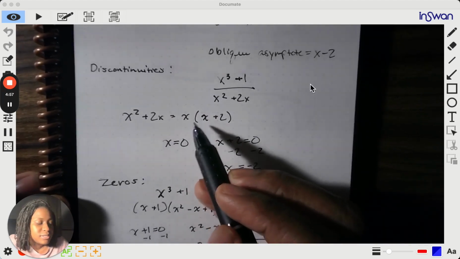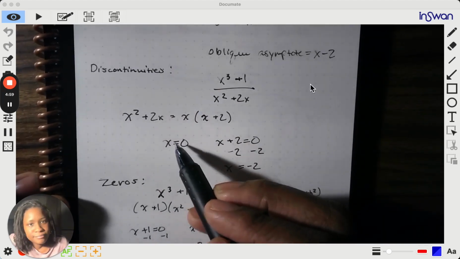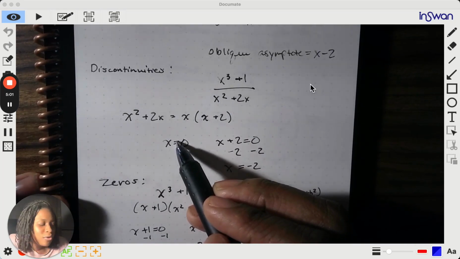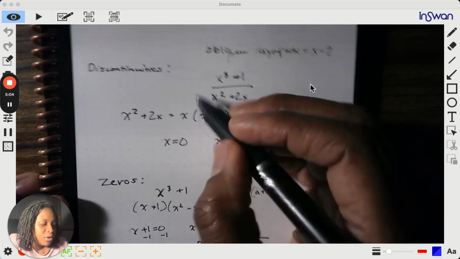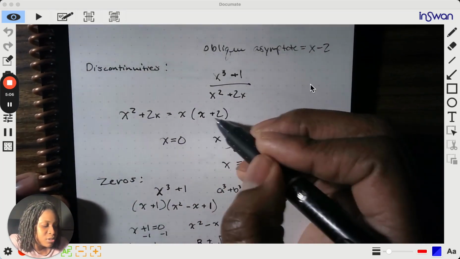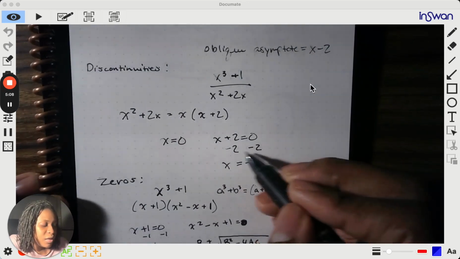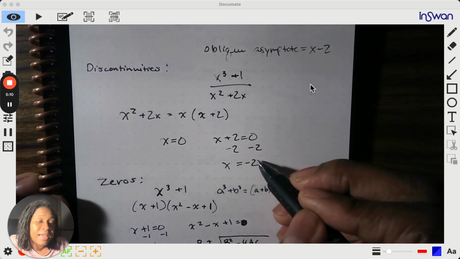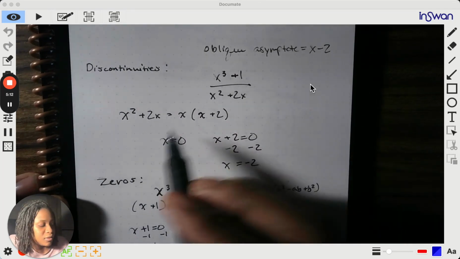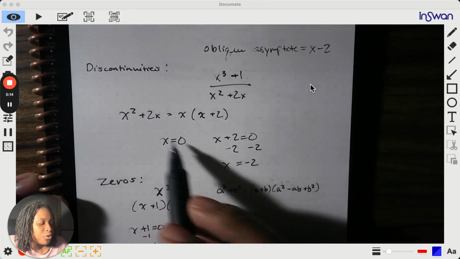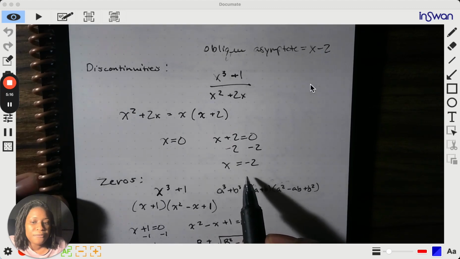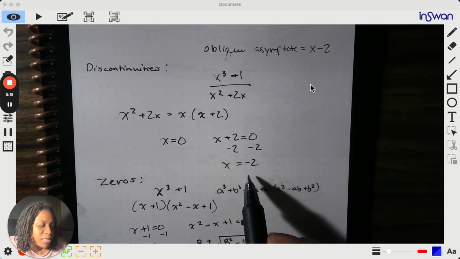Now, of course, x equals 0. That means that I have a vertical asymptote at x equals 0. Then this x plus 2, I set that equal to 0, and I solve for x, and I have x equals negative 2. These two values are both vertical asymptotes for our graph, and they tell us a lot of information about how our graph will behave or where our graph will be placed.